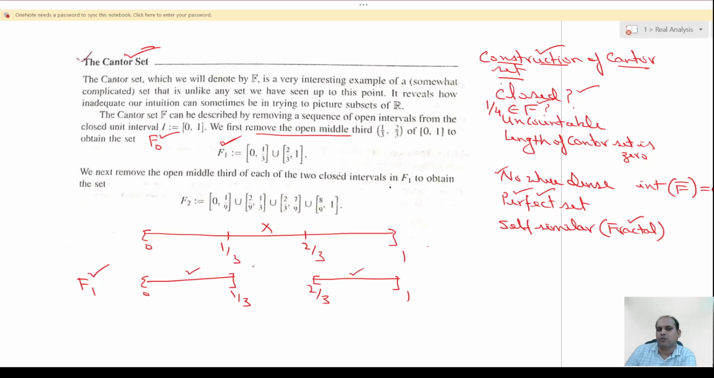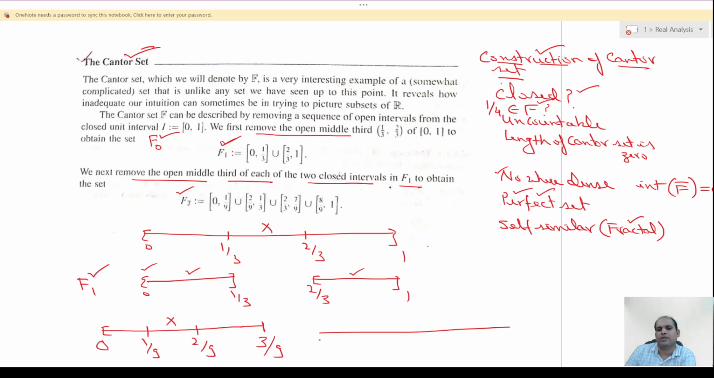Now, we need to repeat this process infinitely. So, F2 is obtained again by removing the open middle third of each of the two closed intervals in F1. Let me divide this one again into 3 equal parts. I can multiply its numerator and denominator by 3. So, this point 1 by 3 I can write as 3 by 9, and this as 0, 1 by 9, 2 by 9 and 3 by 9. Let us remove this interval.